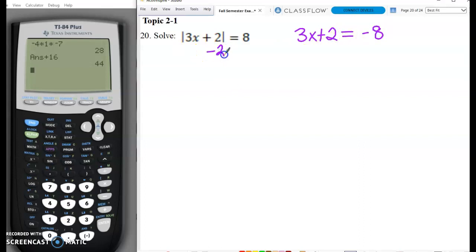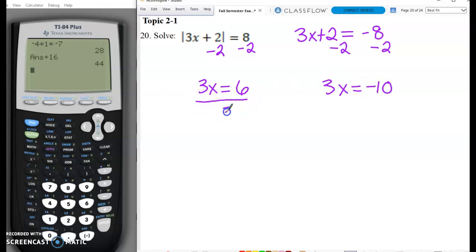So I'm going to start by subtracting 2. All right, we can do the same steps on both. So we're going to get 3x is equal to 8 minus 2, which is 6 on this one. This one is going to be 3x is equal to negative 8 minus 2, which is negative 10. Then I'm going to divide both by 3. Again, it's very convenient. We can do the same steps on both.